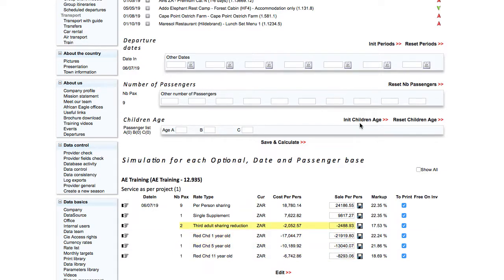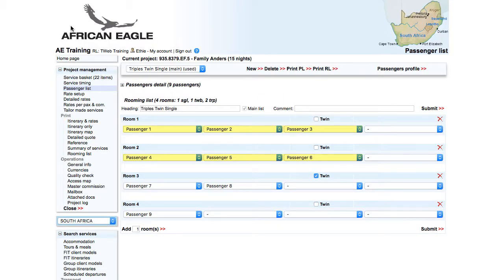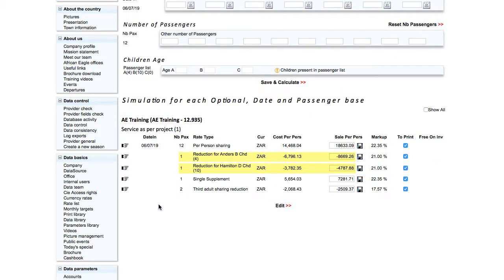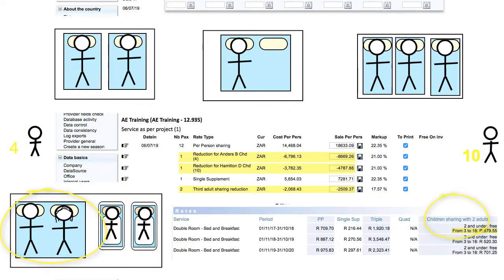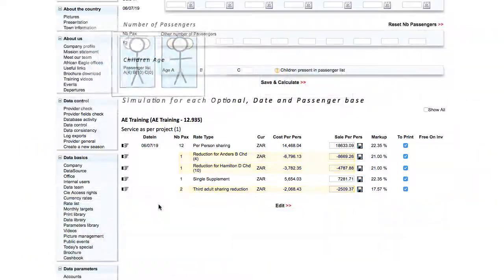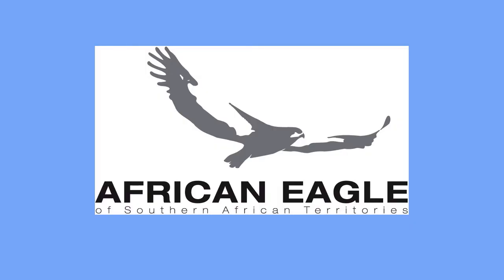To quote third or fourth person sharing reductions, a triple and/or quadruple needs to be reflected in the passenger list, even if the names are not yet available. When the passenger details are entered, the rate is calculated based on the actual ages of children in the passenger list. The generic age function is no longer available. The reductions calculated take into account the room allocation as well as all the other considerations we have seen. And that is it. Thank you for watching.